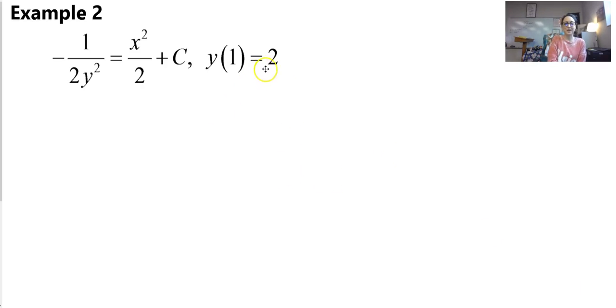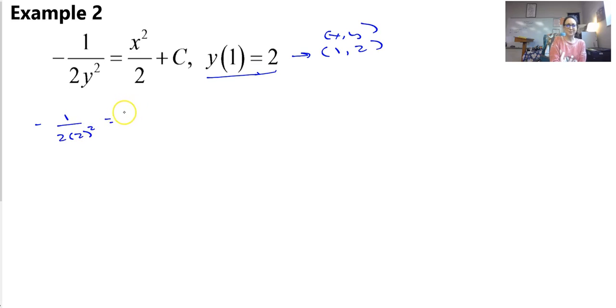All right, so we've got this initial condition of y of 1 equals 2. Again, I do recommend writing this as an ordered pair so that you don't accidentally mix up x and y, okay? So what's our first order of business? First thing we want to do is figure out what is c. We're going to do that by plugging in 1 for x and 2 for y. So I've got negative 1 over 2 times 2 squared equals 1 squared over 2 plus c.